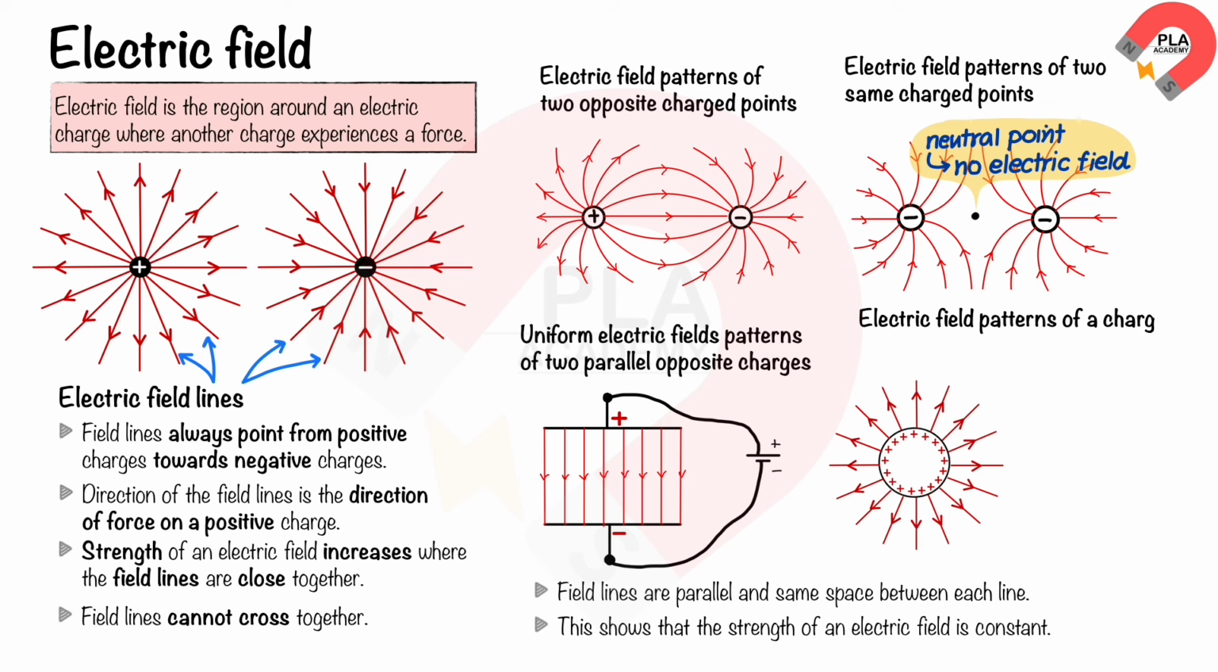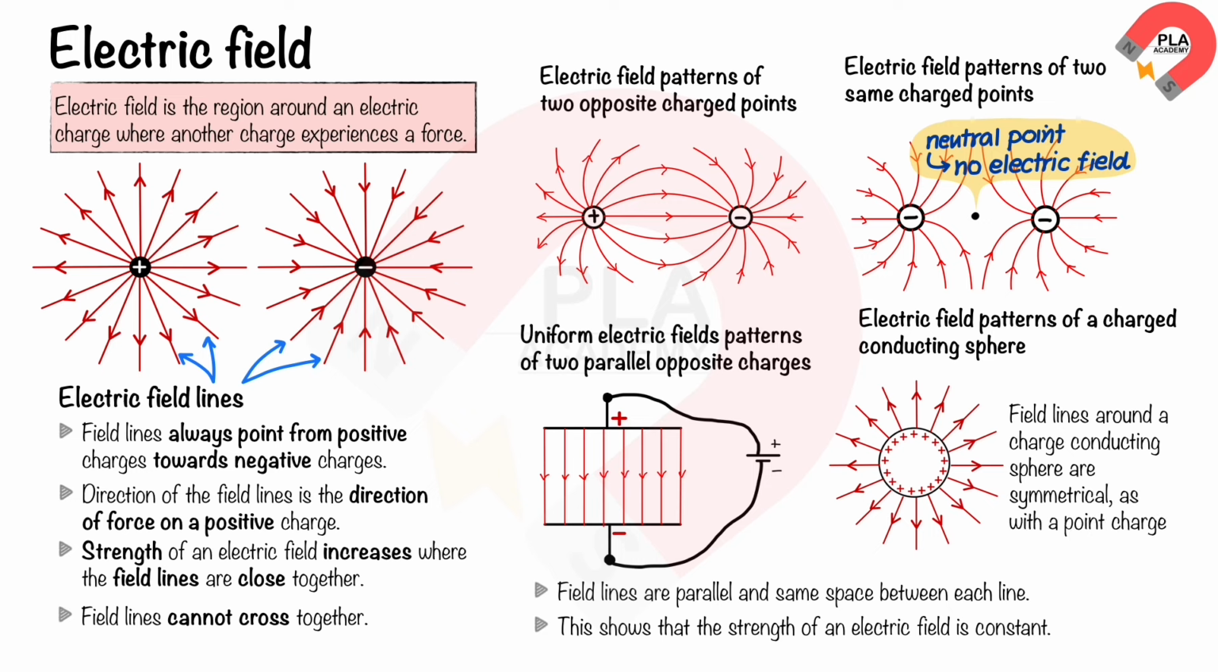Electric field pattern of a charged conducting sphere. The field lines around a charged conducting sphere are symmetrical, as with a point charge. This is because the charges on the surface of the sphere are evenly distributed.